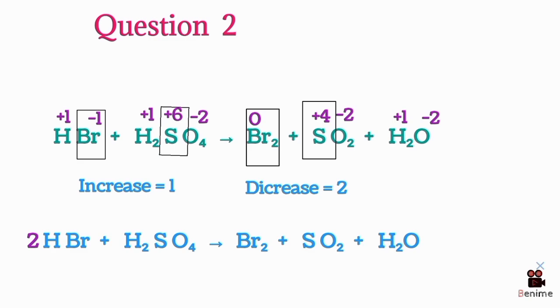Step 3. Balance bromine atoms. Left side now has 2 bromine atoms, so the product side needs 1 bromine molecule. Now bromine becomes balanced. Step 4. Balance hydrogen and oxygen. Left side has 4 hydrogens and 4 oxygens. On the product side, sulfur dioxide already contains 2 oxygen atoms, so we need 2 more oxygens. In water, place 2 water molecules on the product side. Now hydrogen and oxygen also become balanced, so this is the final balanced equation.